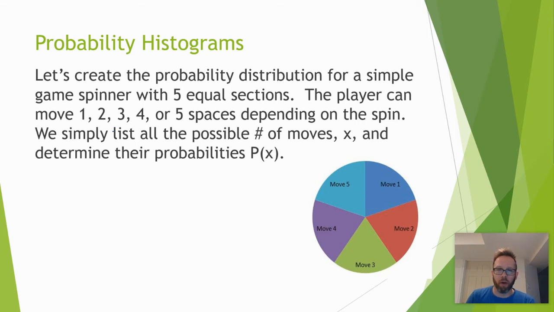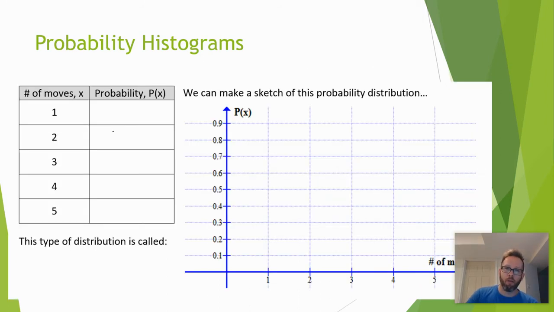So we're going to analyze the distribution of this simple game spinner. We're going to list all the possible number of moves and determine their probabilities. And we'll make a sketch of this probability distribution as well. So because it is a spinner and all of those sections are equally likely to get hit, the probability of getting each number of moves is 1/5 or 0.2. Doesn't matter whether you use 0.5 or 0.2, since they're exact values, 0.2 seems easy.